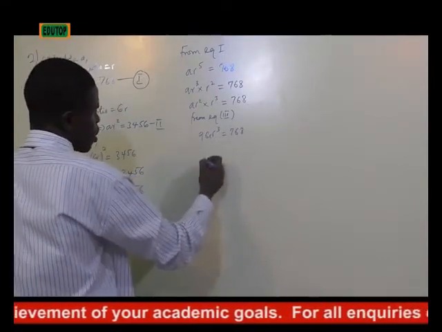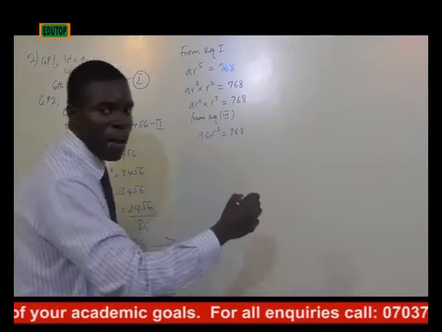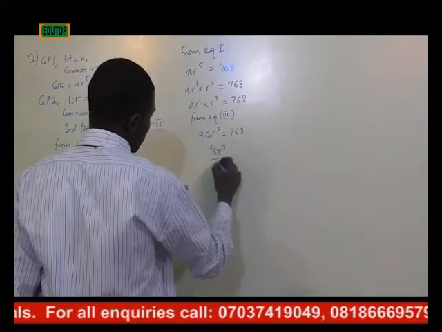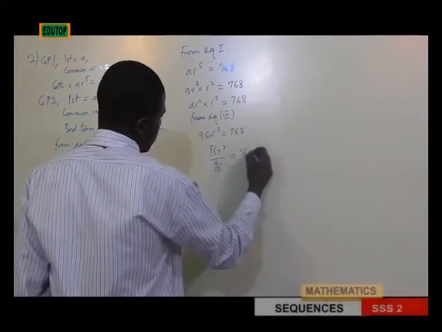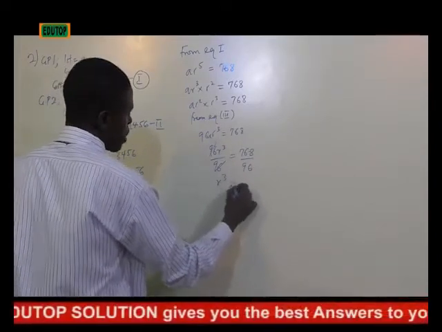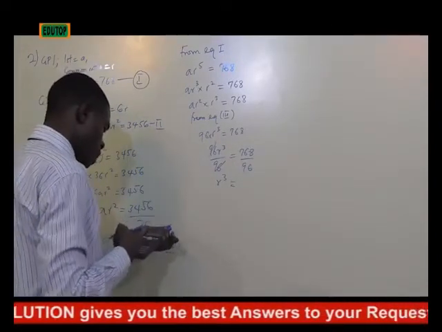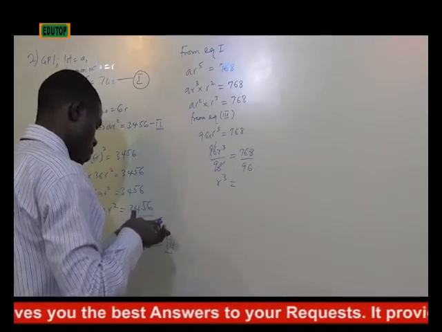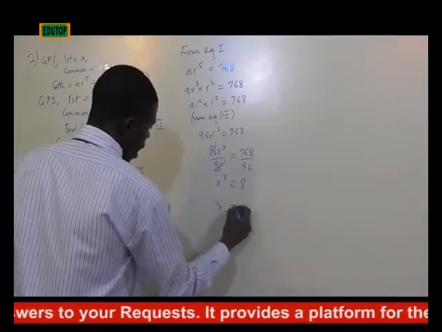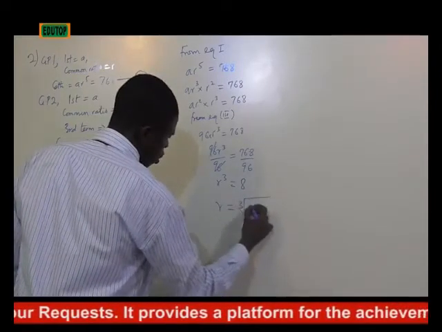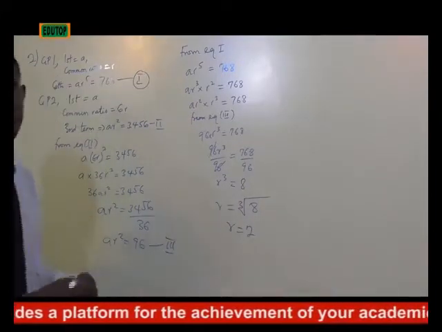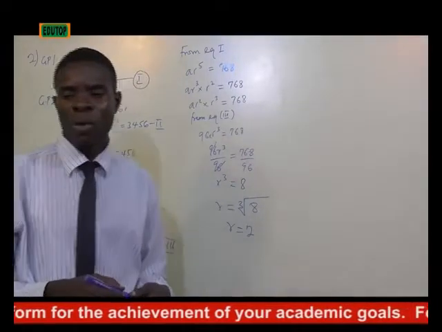So your AR cubed can be calculated by dividing both sides by 96. So when we divide both sides by 96, we have 768 divided by 96. So this cancels, then R cubed now becomes 768 divided by 96, which gives 8. So our R can now be cube root of 8, which is 2. Our common ratio is now 2.